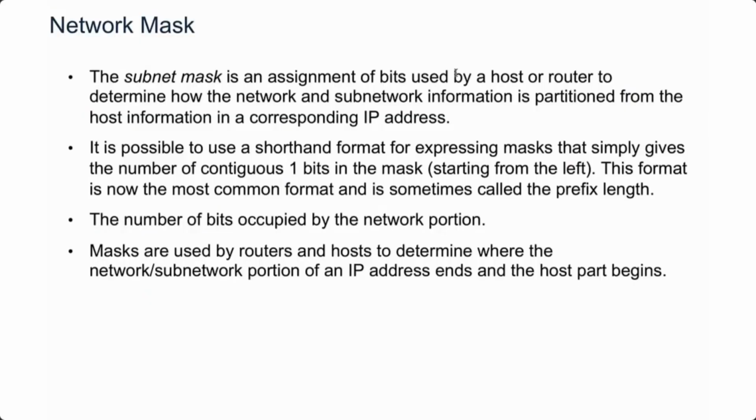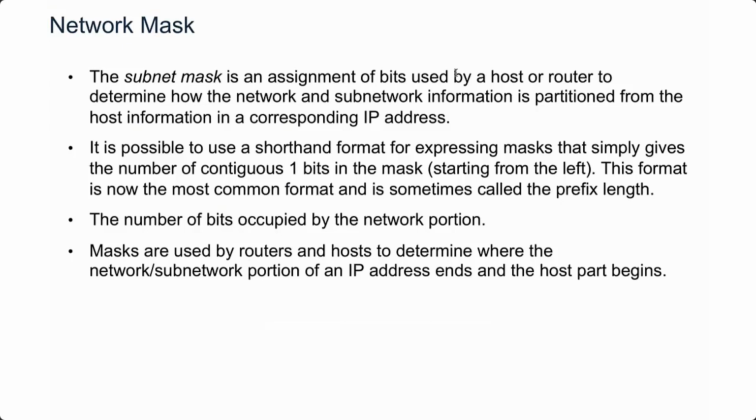So now let's talk about network masks. The subnet mask is the assignment of bits to be used by the host or router to determine how the network and the subnet information is partitioned from the host information in the IP address. You remember from the last video the /24 at the end of the IP address that indicated the first 24 bits or 3 octets of that particular IP address was the network portion, leaving the last 8 bits or 1 octet for the host address? The network mask is what accomplishes this division of an IP address into a network and a host segment.